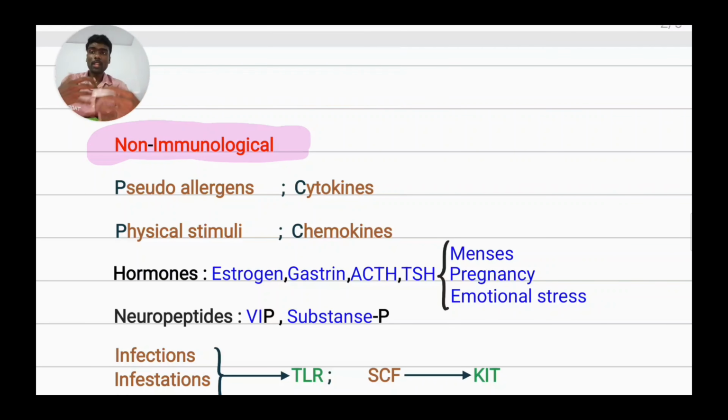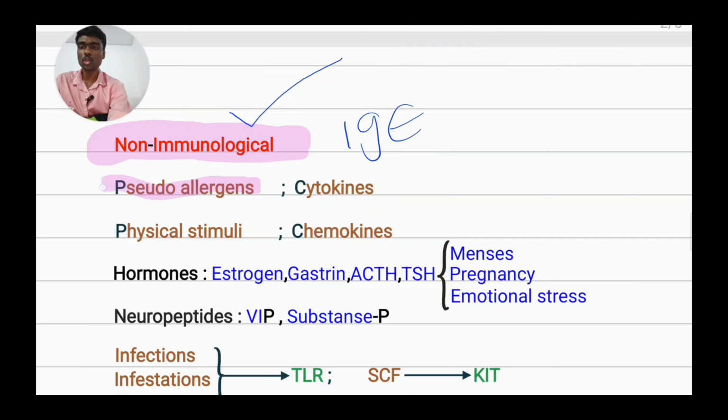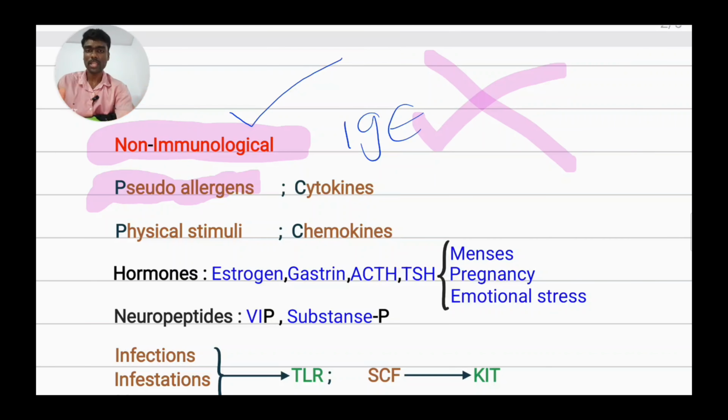What do you mean by non-immunological? It does not require IgE antibody. They have their own receptors. All non-immunological triggers have their own receptors. They will go and directly activate mast cells. Example, pseudo-allergens. A true allergen requires IgE antibody, but pseudo-allergens do not require IgE antibody.